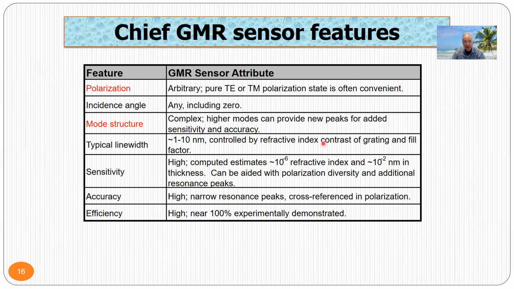So the chief features of these sensors are summarized in this table. The polarization is arbitrary. Remember, surface plasmon resonance sensors only work in TM polarization. The angles can be arbitrary too. The mode structure is complicated, so higher modes can provide new peaks, which is useful. The line width is between 1 and 10 nanometers, high sensitivity, good accuracy, and the efficiency can be very high.